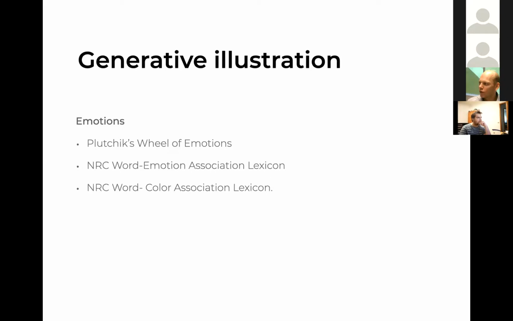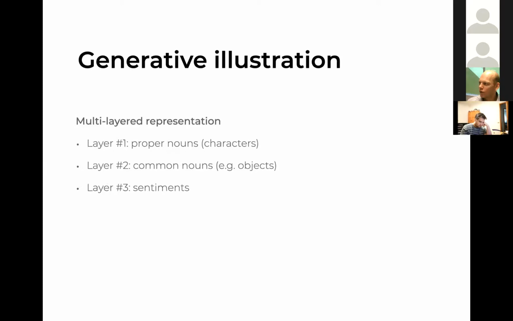Regarding emotions, our starting point is Plutchik's wheel of emotions. We use the series of emotions identified by Plutchik, and then we use two lexica. The NRC word emotion association lexicon establishes an association between words and emotions from Plutchik's wheel of emotions. And we use another lexicon, the NRC word color association lexicon, which establishes associations between words and colors. As for the emotions, that's all we have, and I think it's enough to do some work with emotions.